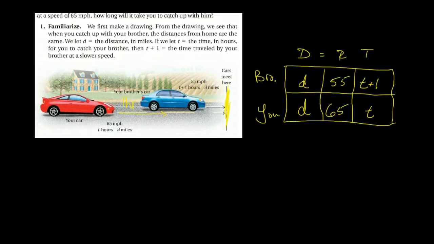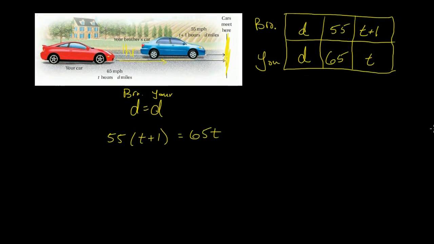Well, we know that you're traveling the same distance, so we can surmise that the distances will be equal. The brother's distance and your distance are going to be equal. And because they're going to be equal, then the rate times the time, in the brother's case, 55 times however long he's driving plus 1, will be the same as your 65 times however long you're traveling. And so we have it set up entirely.